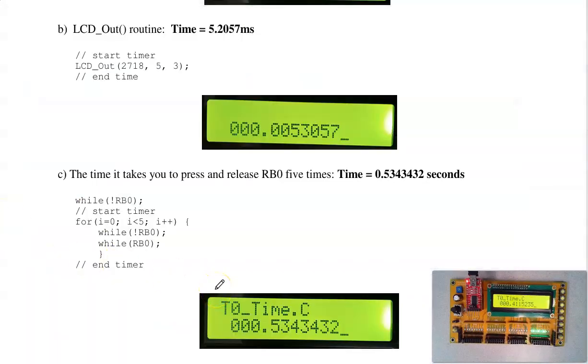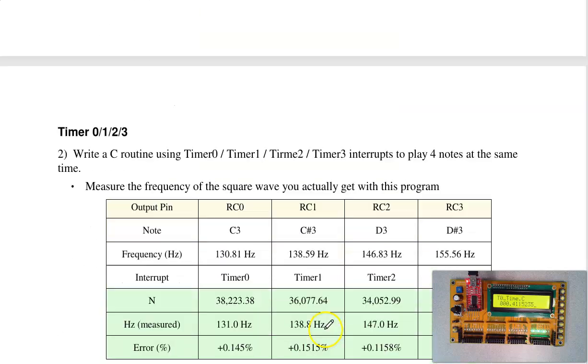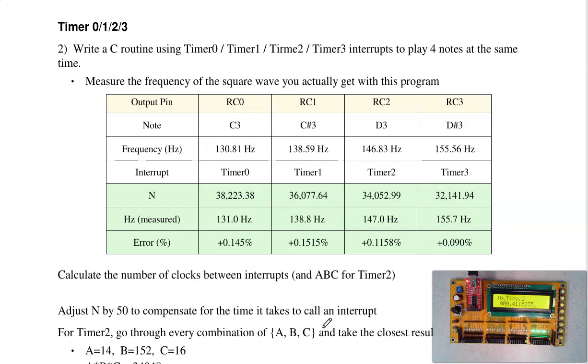That's timer 0. With timer 0, I can measure time to 1 clock, 100 nanoseconds. Problem 2 says, let's output 4 frequencies. The point behind this one is interrupts do not affect interrupts. I can play 4 different notes at the same time. I'll just use 4 different timer interrupts. Here's the frequency that I want. N is the number of clocks. That's 10 million divided by 2 times frequency. That's how many clocks between interrupts.